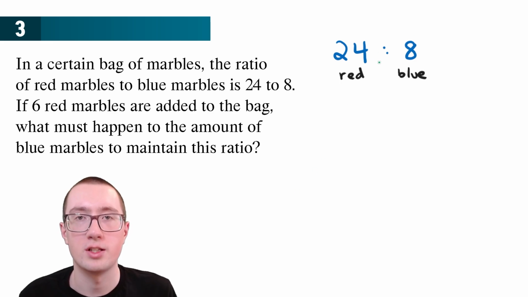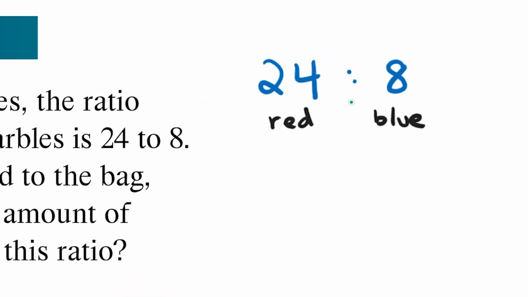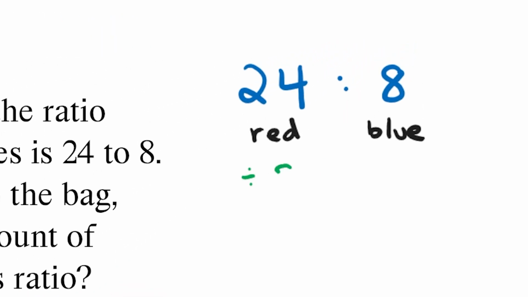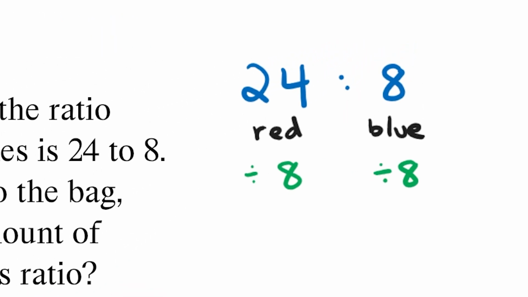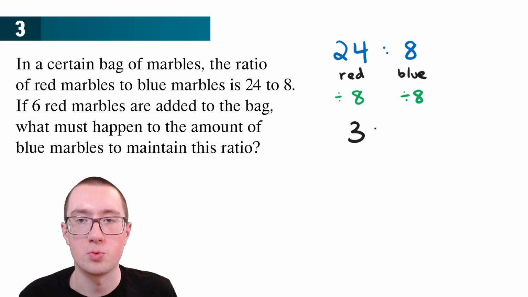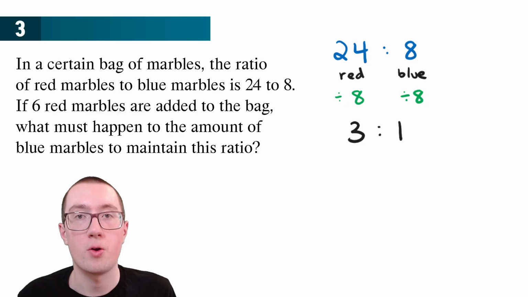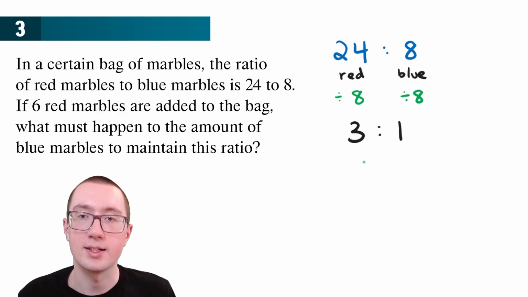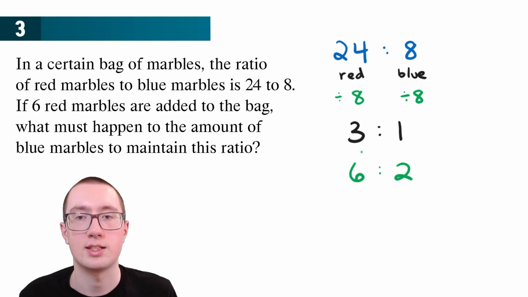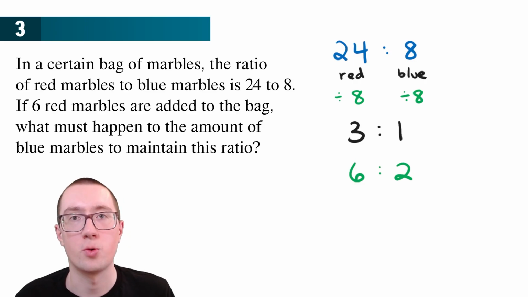Another way you can think about it that honestly might be easier is to simplify this ratio, because this is a little more complicated than it needs to be. So I'm noticing these can both be divided by 8. I can go divided by 8 on both sides of the ratio. 24 divided by 8 is 3, and 8 divided by 8 is 1. So we could have also just called this ratio 3 to 1. So now we can see a lot easier that if we're adding 6 red marbles, we'll need to add 2 blue marbles because 6 is double of 3, so we need to add double of 1, which is 2. So that's another way to think about it.